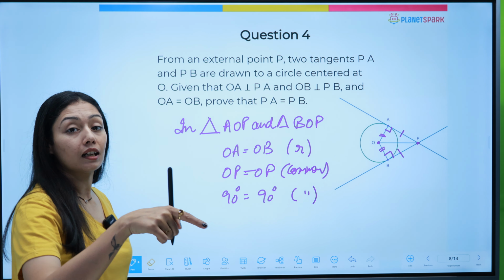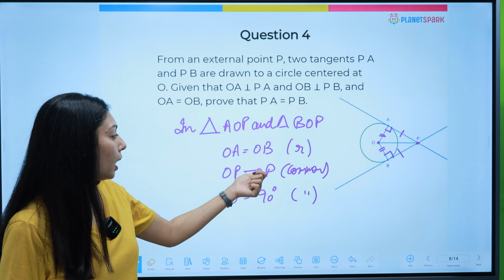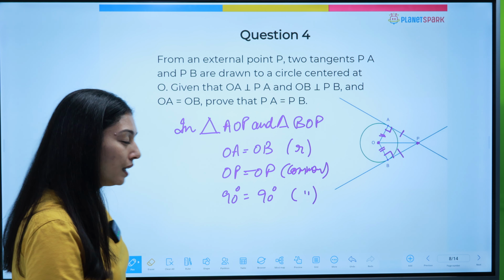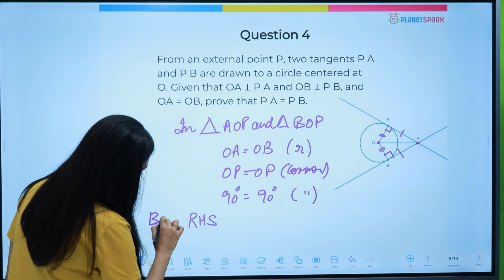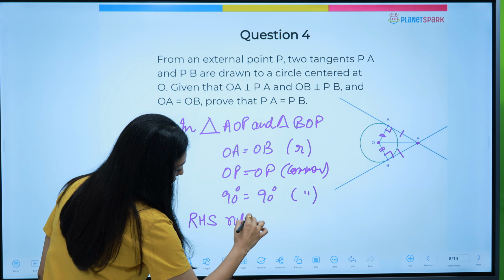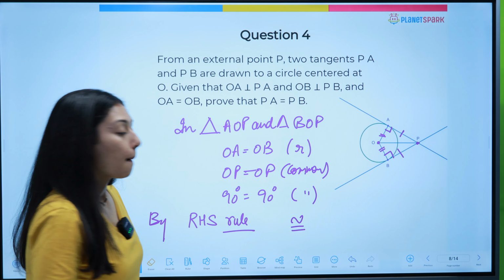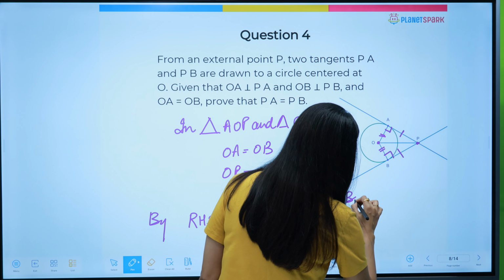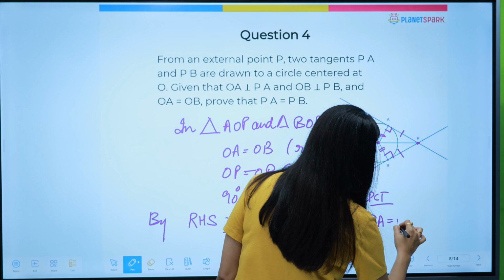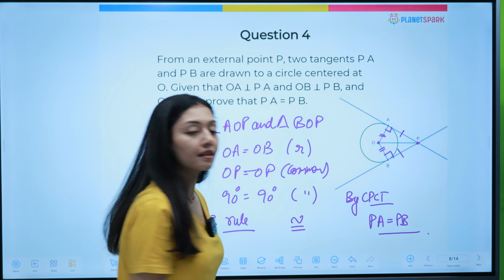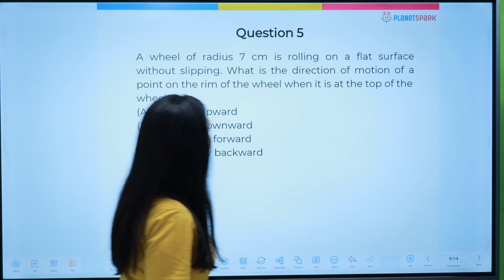So since we have used the 90-degree angle, what is the criteria there? We have the right angle, we have the hypotenuse, we have one side. So yes, RHS congruency criteria. By RHS rule, the triangles are congruent, right? Then by CPCT, we can say PA is equal to PB. Hence, proved. Right? Okay then, next one everybody.